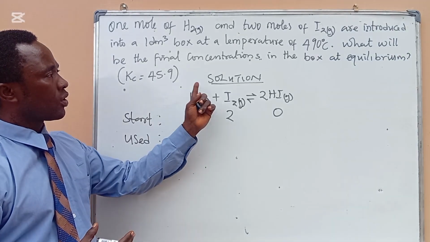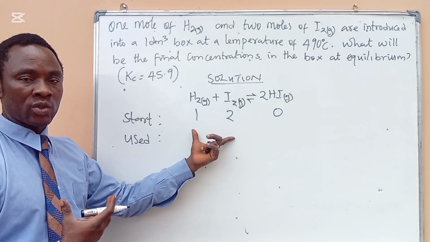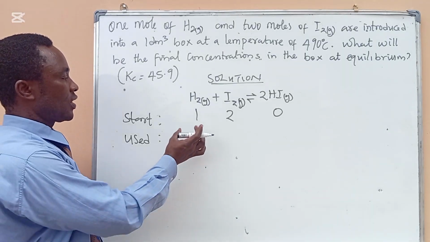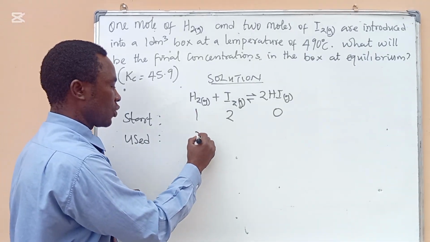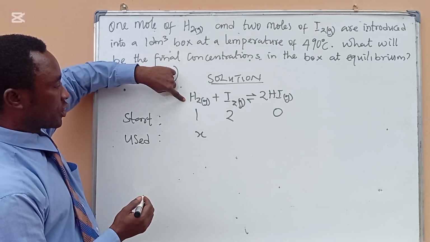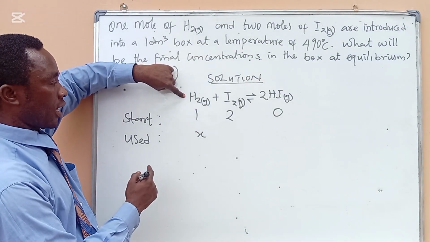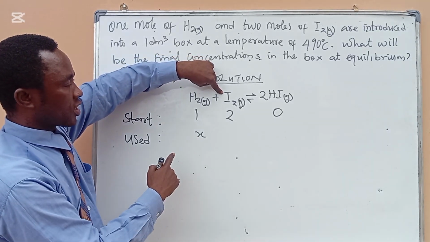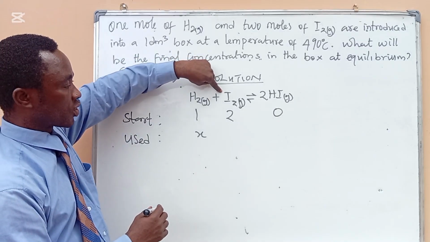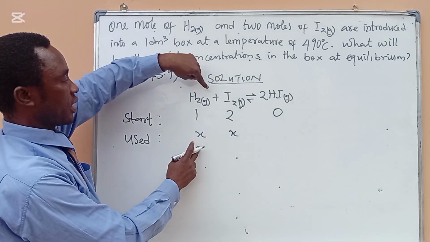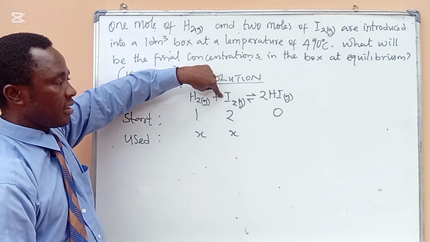Neither do they give us any amount of the reactant that was used. That is to say, we can assume that the amount of reactant, say hydrogen, that was used is X. The stoichiometric coefficient of hydrogen is 1 and the amount used is X. It simply means that the stoichiometric coefficient of iodine, which is also 1, the amount used should also be X. 1 here gives X, then 1 here also takes X.